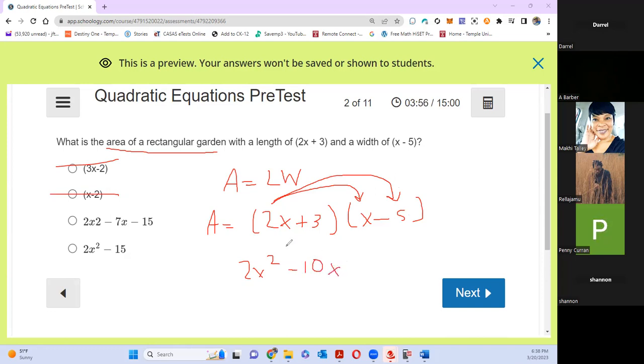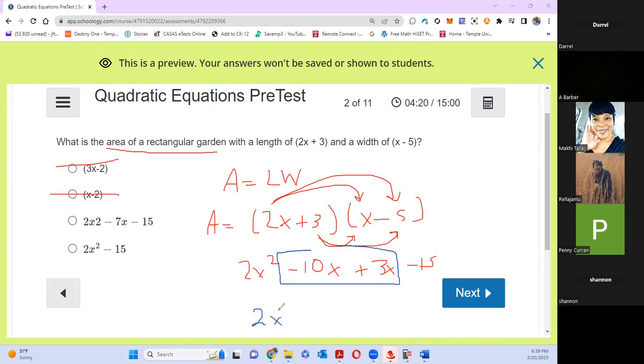What's my third term? You got 3 times x, which is 3x. And what's my last term? Then you have 3 times minus 5, which is minus 15. Do I have any like terms that I can combine? You have minus 10x and 3x.